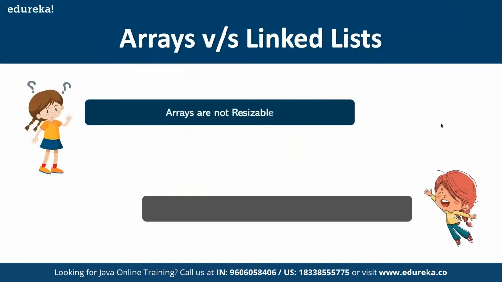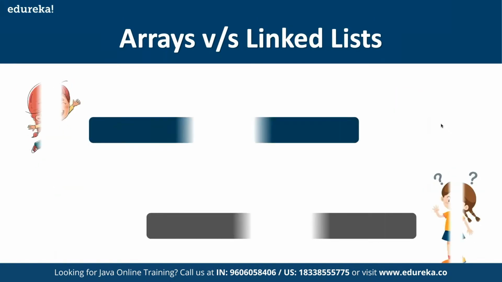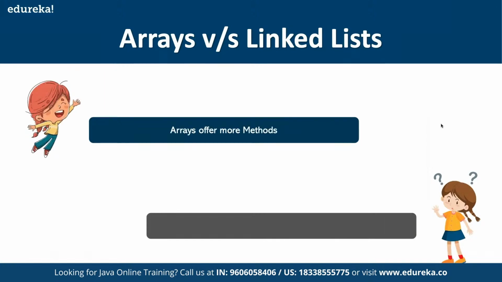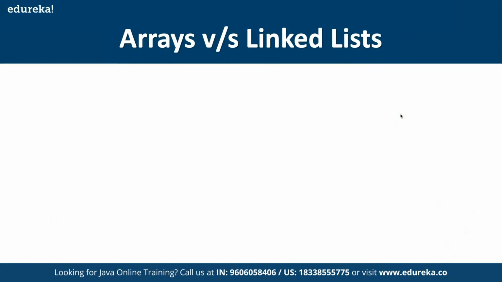If you talk about arrays, then arrays are not resizable, whereas linked lists are dynamically resizable. There is no fixed structure that we have to follow. We can define the structure that we have to follow. Whereas if we talk about another component, arrays offer more methods, and comparatively few methods are available in linked list because again arrays are more widely used in different programs.